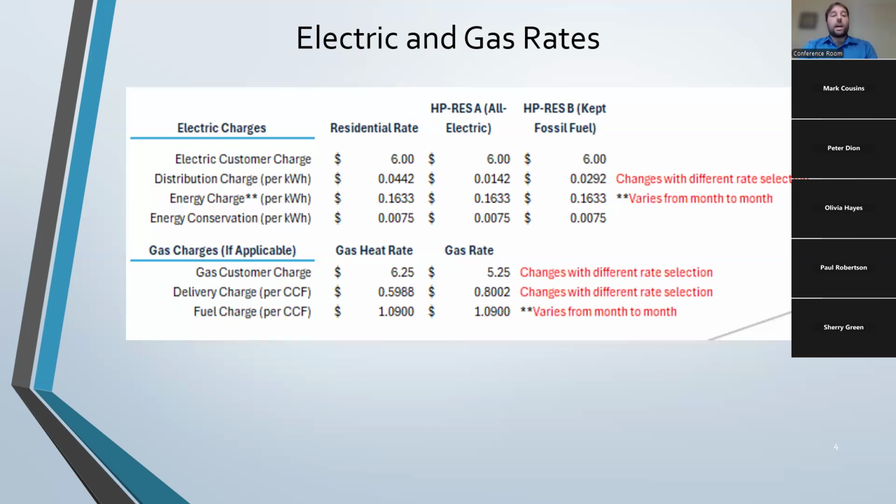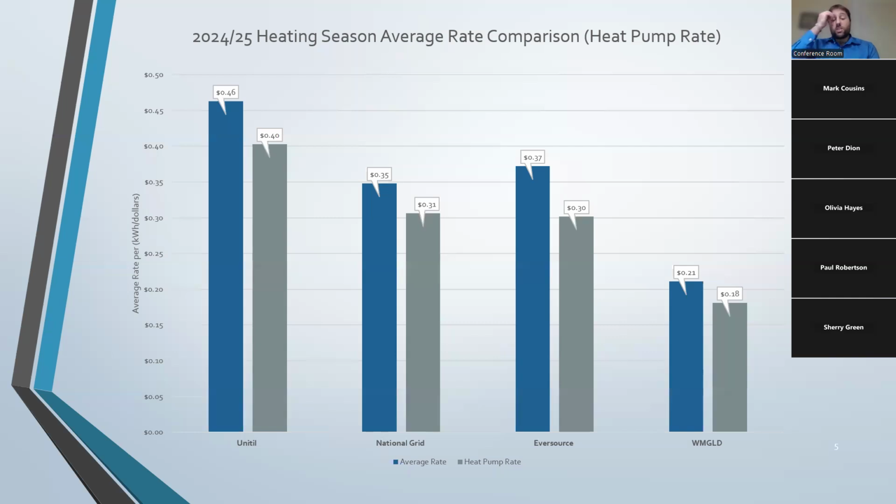The logic is that if you're using heat pumps as your heating source and you're going to use this rate, we want you to shift your heating load towards the heat pumps. The fuel charge would be the same on both rates, so it's really just those top two pieces that are changing. Here's Joe. A few good questions have come in so far.